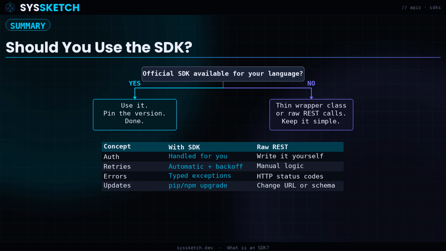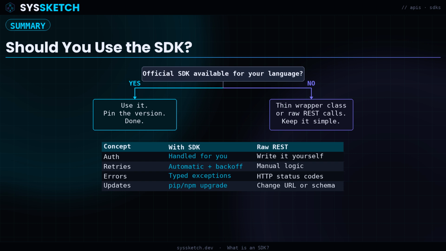So the decision is actually straightforward. Does an official SDK exist for your language? If yes, use it. Install it, pin the version in your dependency file, and move on. If no SDK exists, build a thin wrapper class around raw REST calls or call the API directly and keep it simple. Do not over-engineer it.